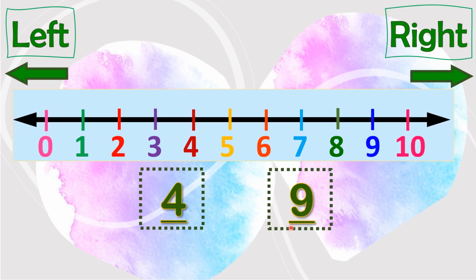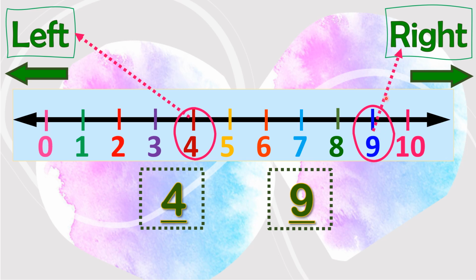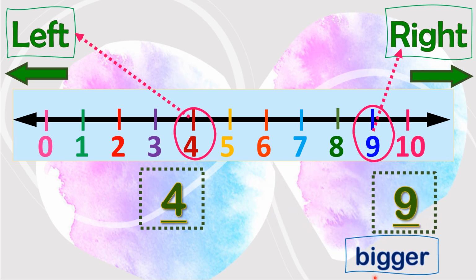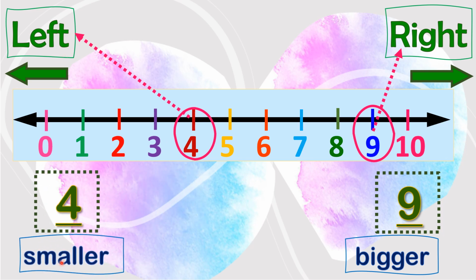Let's take 4 and 9 as an example. We circle 4 and 9. 4 is at the left side. 9 is at the right side. We say that numbers at the right side are bigger. Since 9 is at the right side, 9 is bigger. 4 is at the left side, so 4 is smaller.